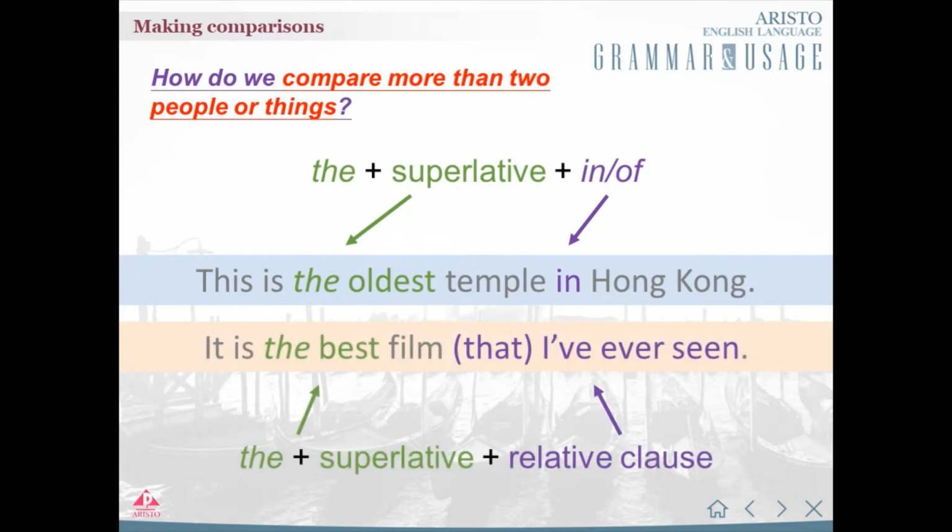As well as in and of, the superlative adjective or adverb can also be followed by a relative clause. Look at the second example on the screen. The writer compares a film with all the other films they have ever seen, and considers the film being discussed the best.